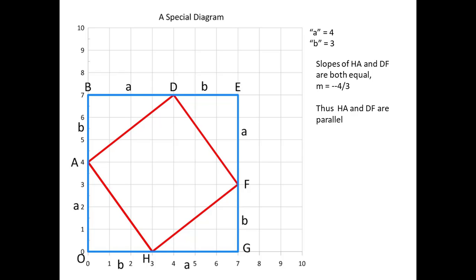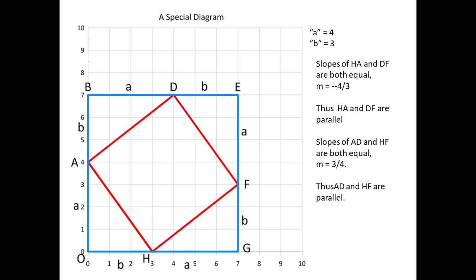So the slopes of HA and DF are both equal. If you go from H to A, there's a rise of 4, but a run of -3. Going the other way from D to F, there's a rise of -4 and a run of 3. So depending on whether you want to put the minus sign in the numerator or the denominator, depends on how you want to look at the slope. But either way, they're both -4/3. The slopes are -4/3, so because they have the same slope, -4/3, they're parallel.